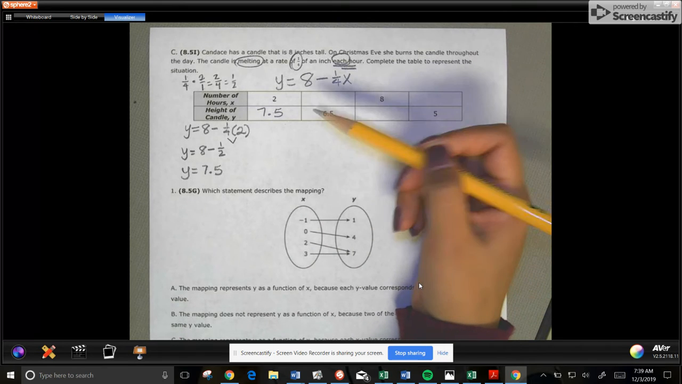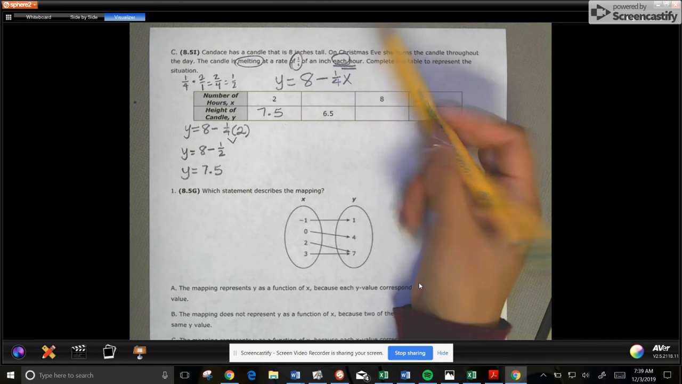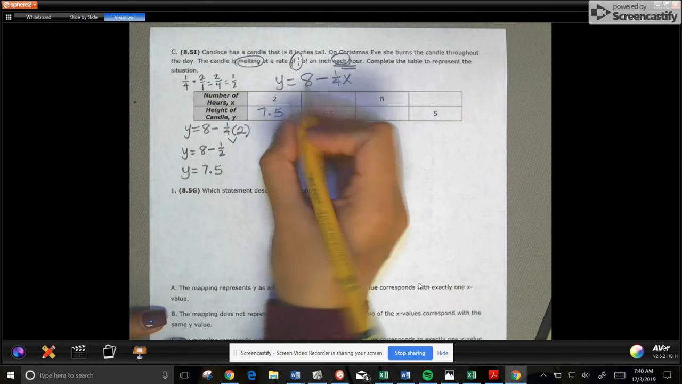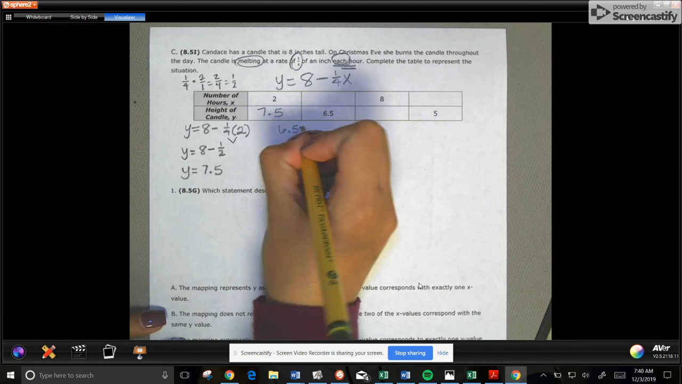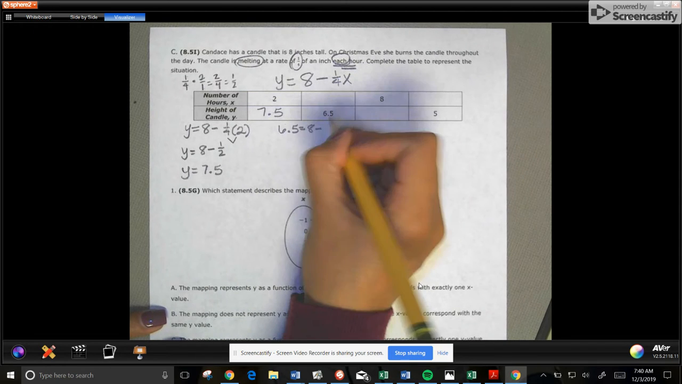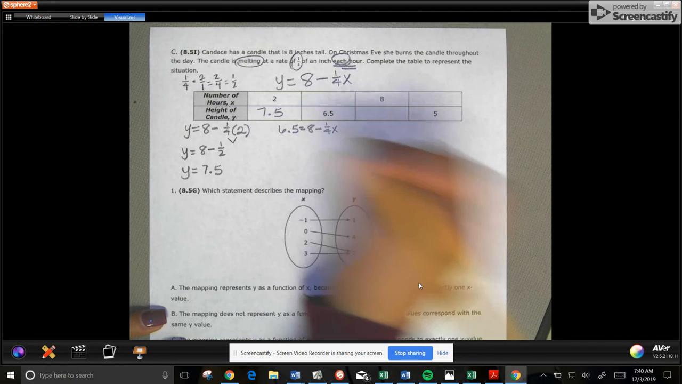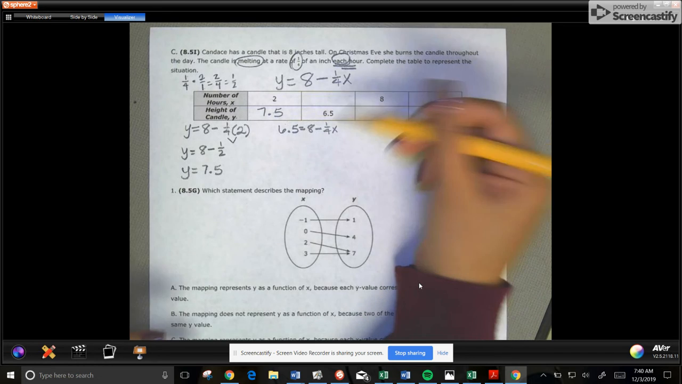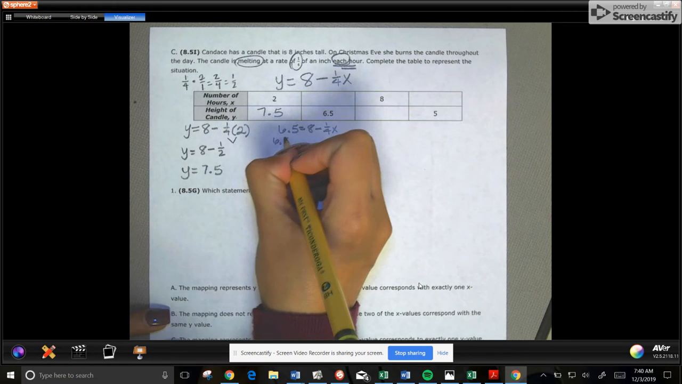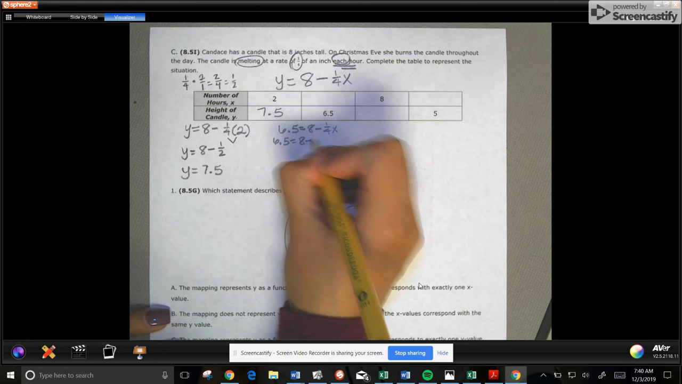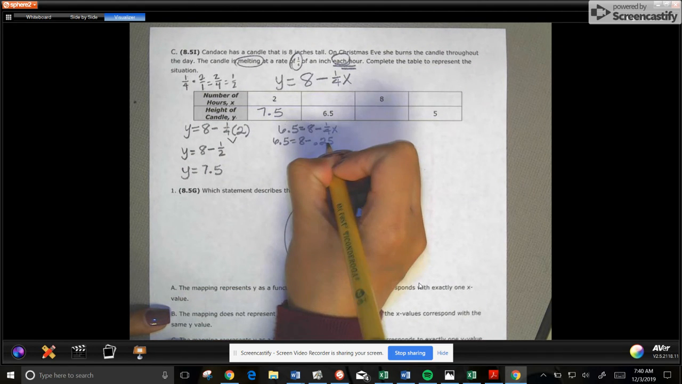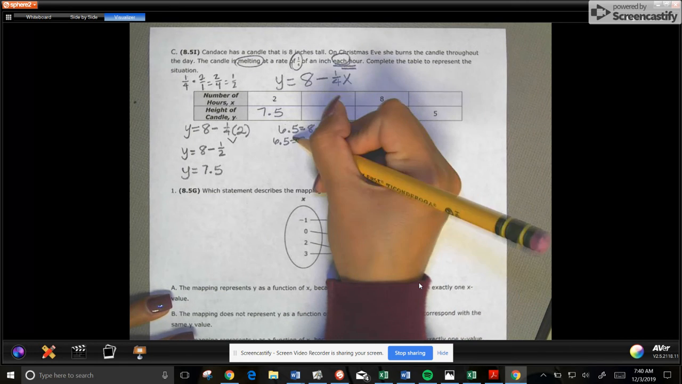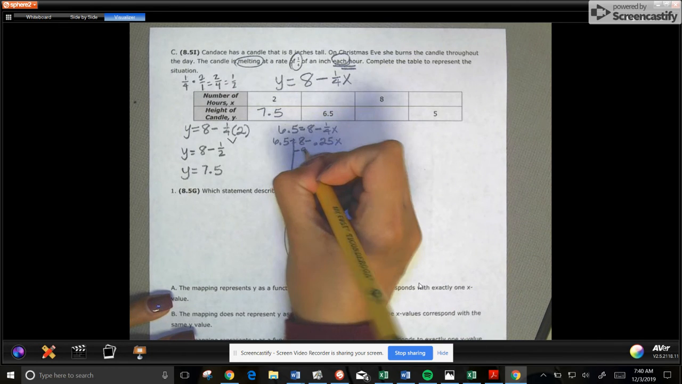Now, for my 6.5, it's in my y column, so I'm actually going to put 6.5 equals 8 minus 1/4 x. Now, just to make this a little easier, I'm going to go ahead and turn 1/4 into a decimal on this one. So 6.5 equals 8 minus 0.25x. Now I'm going to solve this like a two-step equation. So I'm going to go ahead and subtract 8.